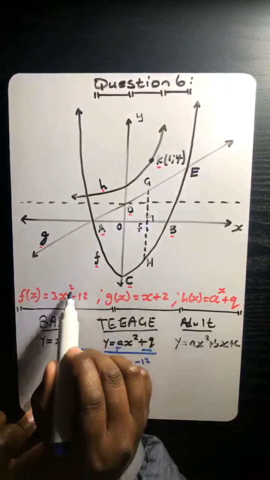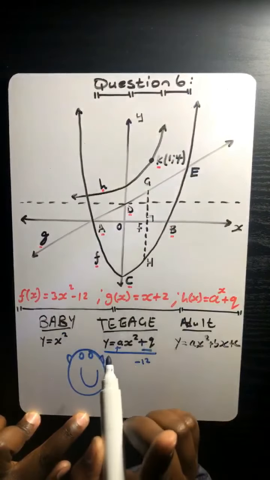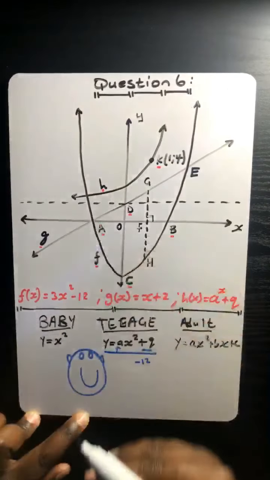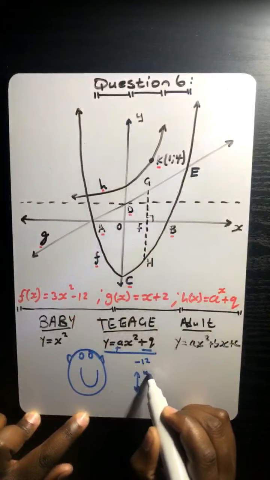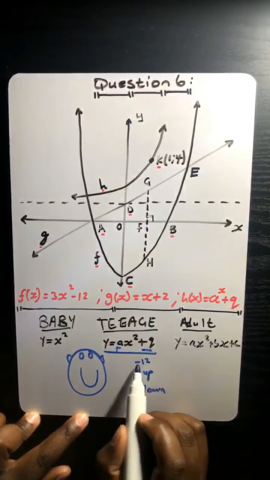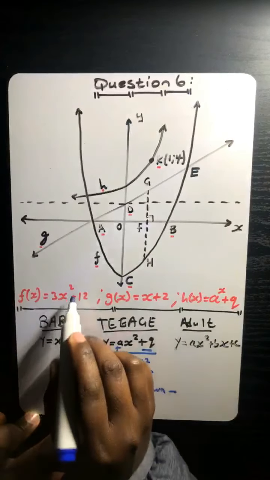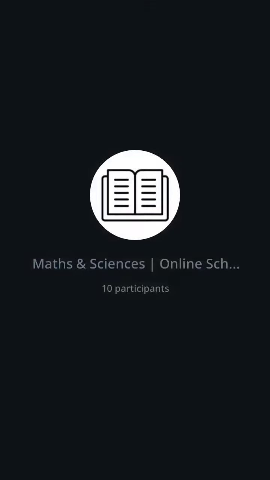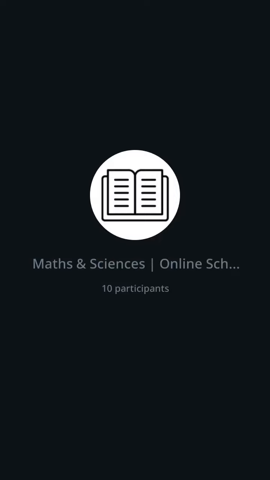Remember, we said that the c value, or q value, tells us about the vertical shift. What is the vertical shift? It means the graph can shift either up or down. Because it's negative, it shifted downwards. If it was positive, it would have shifted upwards. By how many units did it shift downwards? It shifted by 12 units.